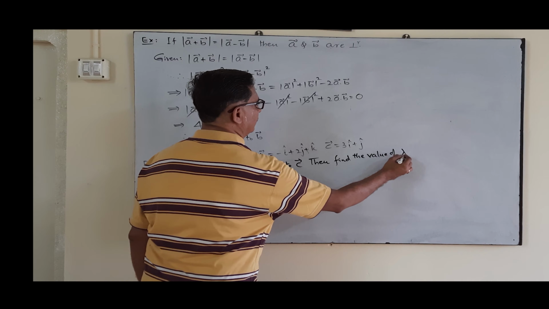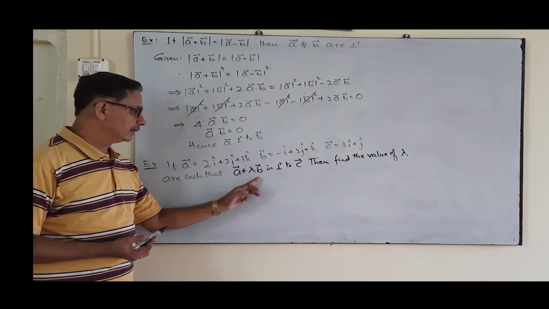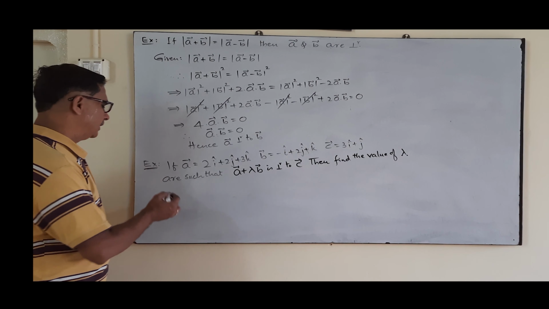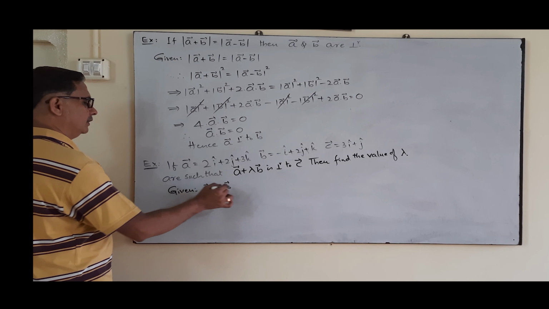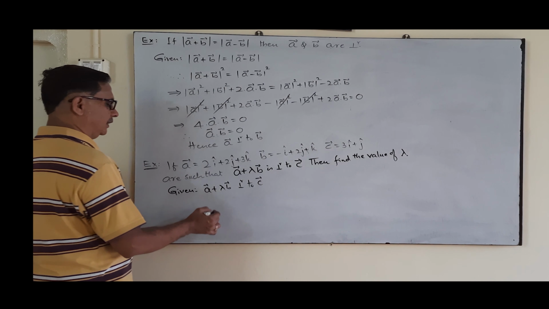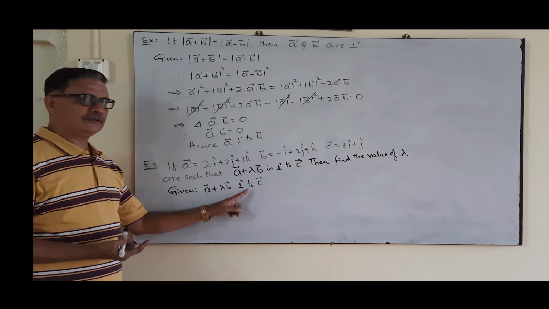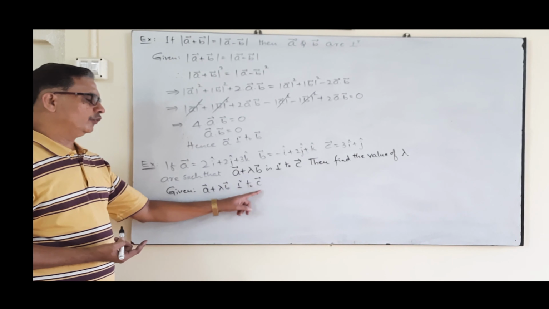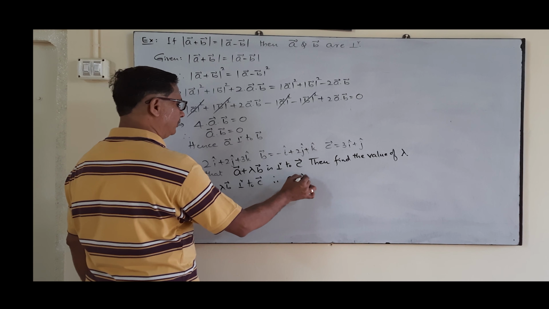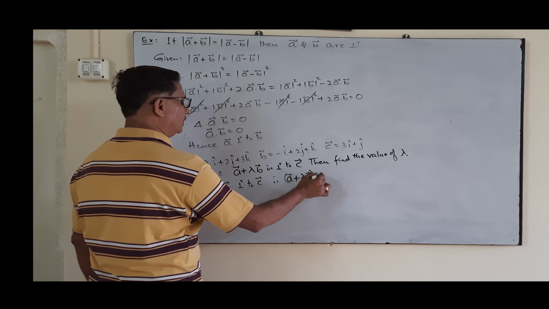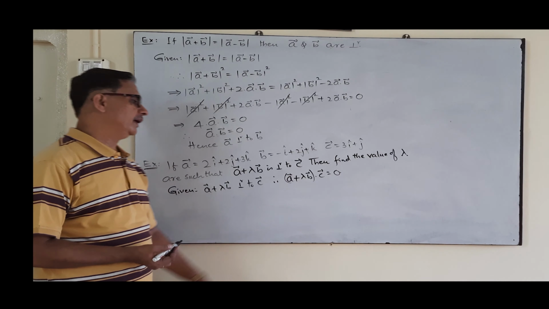If 3 vectors are given such that one vector is perpendicular to another vector. Now here a plus lambda b is perpendicular to c. Using this, put a plus lambda b as alpha vector. Now clearly alpha vector is perpendicular to c. Again you know that if two vectors are perpendicular, the condition is alpha dot c is equal to 0. Alpha means a plus lambda b dot c is equal to 0. Now using this, simplify to find the value of lambda.